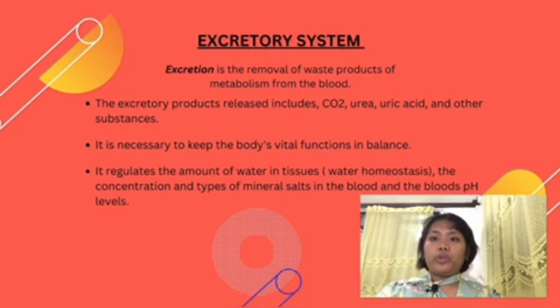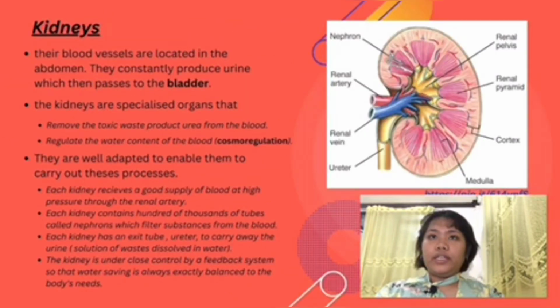Here are some important organs of the excretory system. We have the kidneys. Their blood vessels are located in the abdomen. They constantly produce urine which passes to the bladder. Also, the kidneys are specialized organs that remove toxic waste products called urea from the blood. They also regulate the water content of the blood, or osmoregulation.